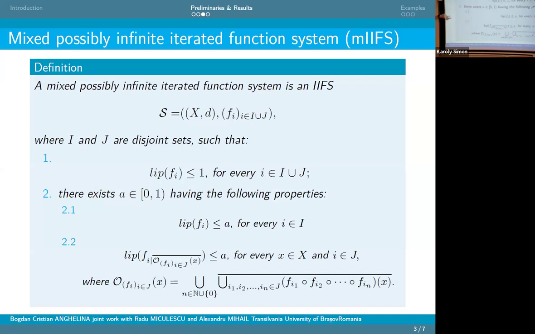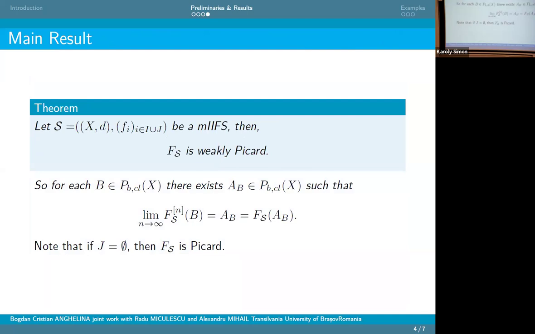Note that we have all the Lipschitz constants less than or equal to a, which is less than 1. Okay, and with this, our main result is the following. If we have a mixed, possibly infinite iterated function system, then the fractal operator is weakly Picard. That means that if we start from any bounded and closed set, we obtain some attractor that depends on the starting set, and it is a fixed point of the fractal operator, and we can recover this set by iterating on the starting set B from where we began.